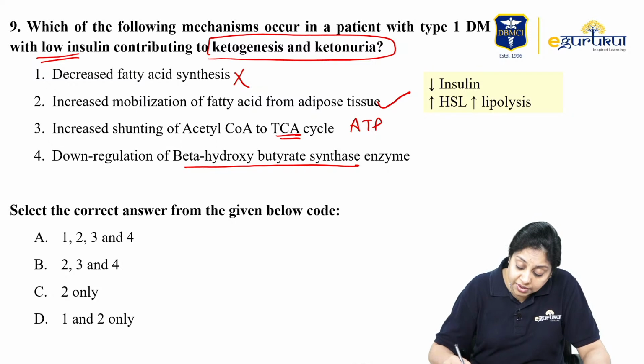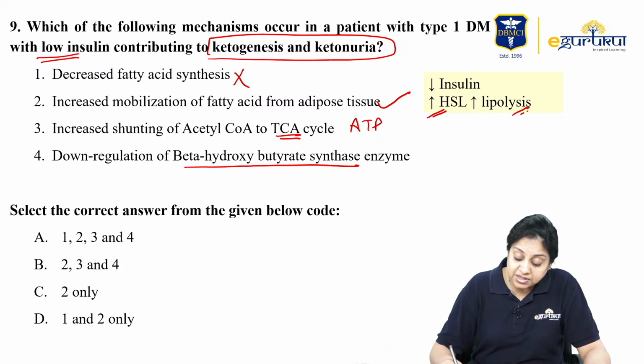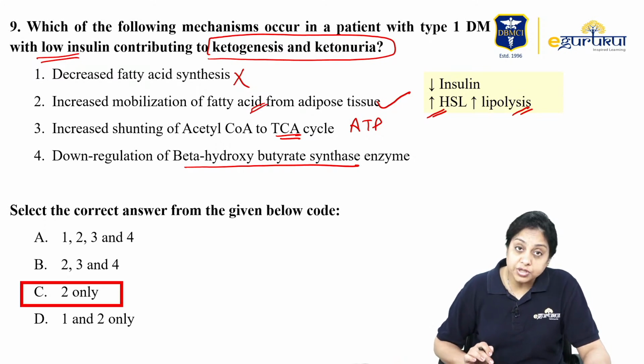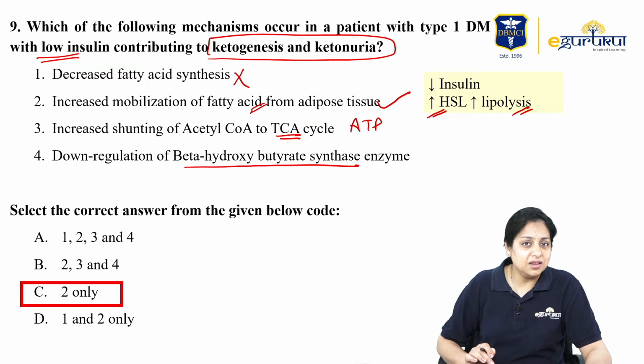So low insulin means increased HSL, hormone sensitive lipase, that we have discussed before. So it means there is increased lipolysis, that is the increased mobilization of fatty acids from the adipose tissue. So choice 2 is the correct choice. 3 is partially correct. It is not related directly to the insulin, right? Low insulin is going to do the increased mobilization of the fatty acid, because low insulin is an indicator of the increased glucagon level. Okay.